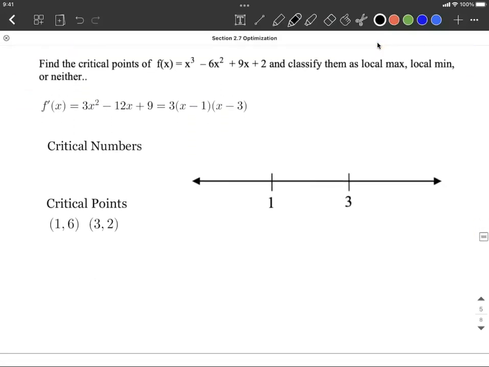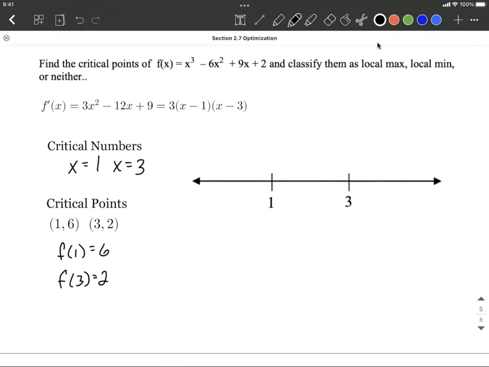We already did some of this and found critical points. All right, we took the first derivative of f of x, we factored it, and we found our critical numbers were going to be at x equals 1 and x equals 3. If we're plugging in a 1 here, you get a 0. Plugging in a 3 here, you get a 0 as well. We even made them into critical points by plugging these back into the original function. So we said f of 1 turned out equaling 6 and f of 3 turned out equaling 2.